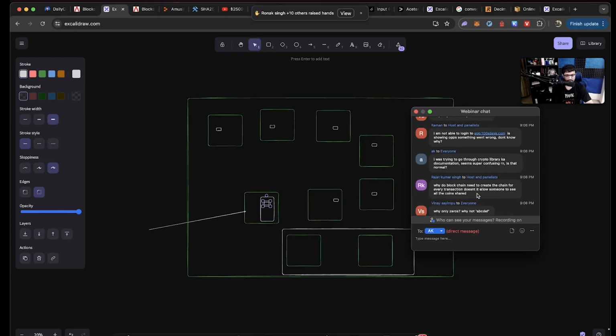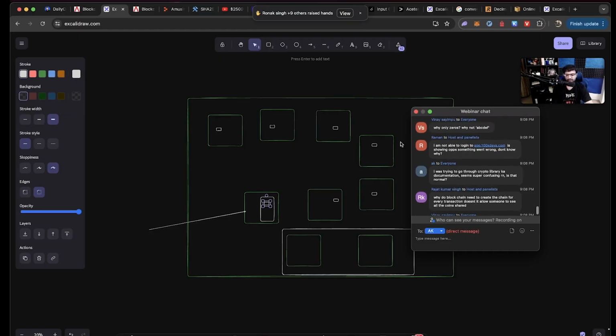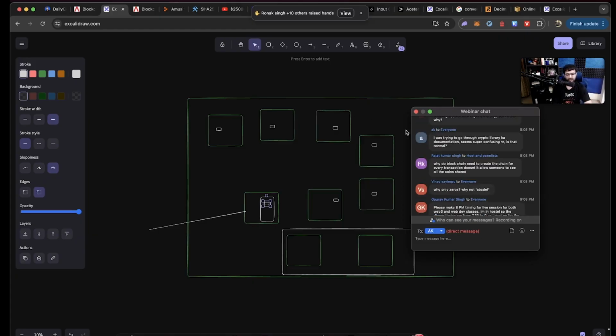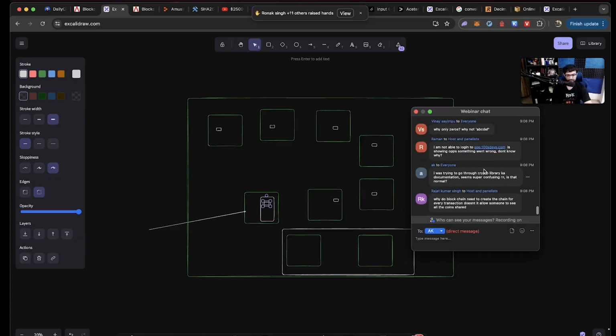I was trying to go through the crypto library documentation. Seems super confusing right now. Is that normal? It is normal. The Node.js crypto library is very bad. Rust has better crypto libraries, but I don't have one off the top of my head. I've just seen crypto libraries being used more often in Rust. Node.js has very bad documentation, especially the crypto library. If you go to the official Node.js page, I'm sure you can find a better docs page, if that's what you're looking for.